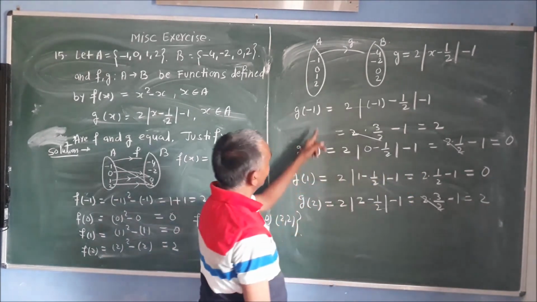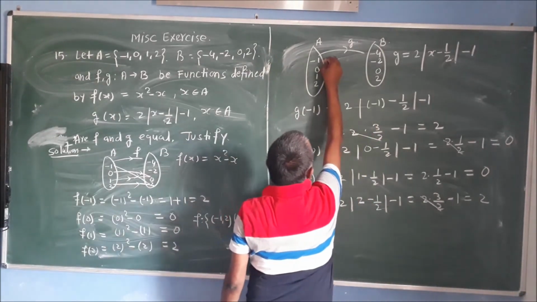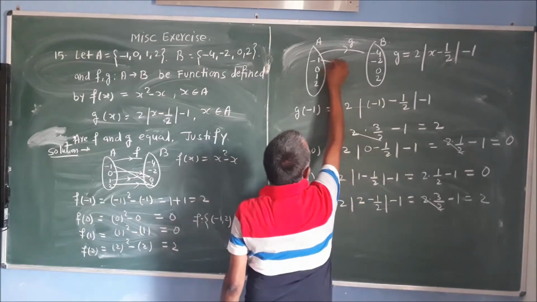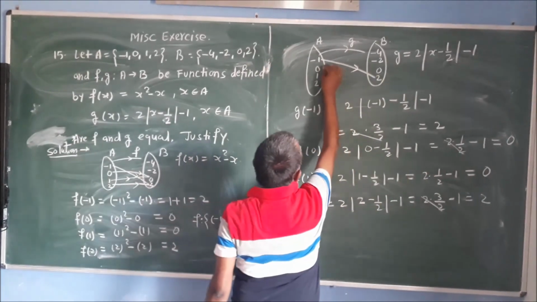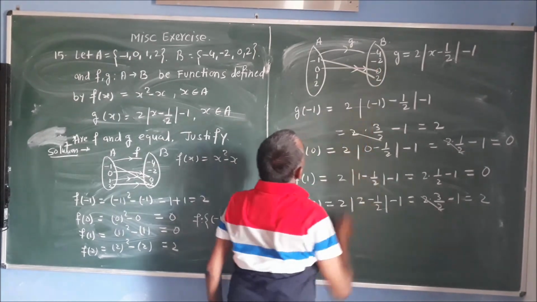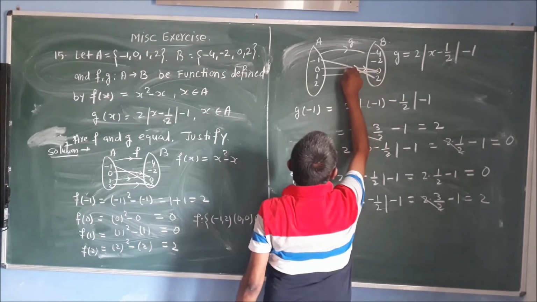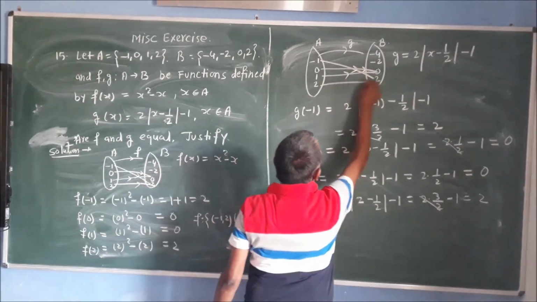So what have we got? Minus 1 is related to 2. 0 is related to 0. 1 is related to 0. And 2 is related to 2.